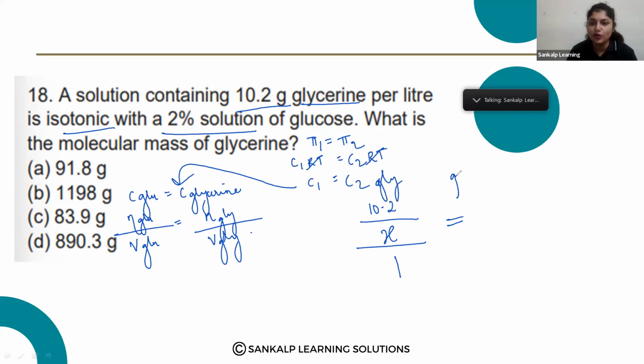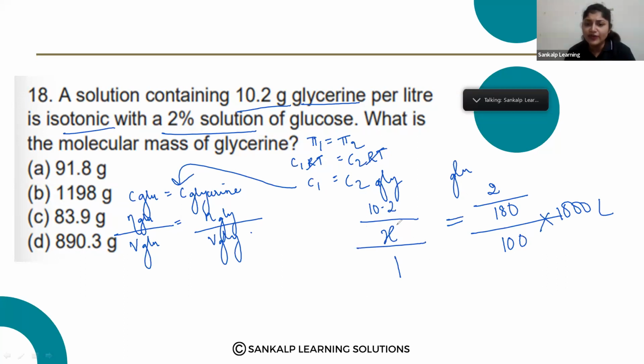Now we'll write for glucose. For glucose, 2% means 2 grams of glucose in 100 ml. So it will be 2 grams divided by the molecular weight of glucose, which is 180, divided by the volume, which is 100 ml. Now you have to multiply it by 1000, because the volume is in liters. So what do you get?